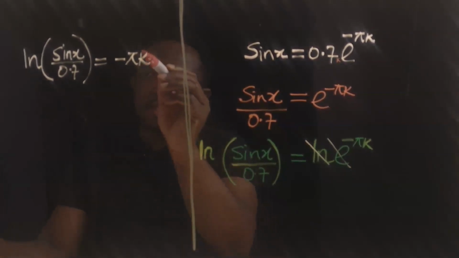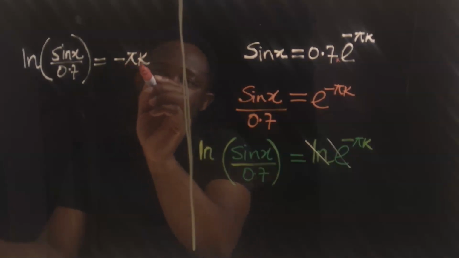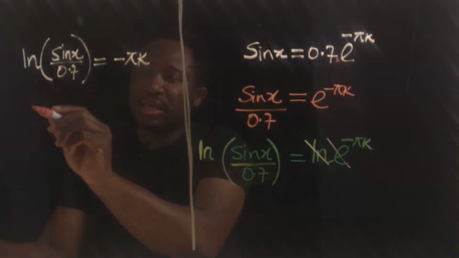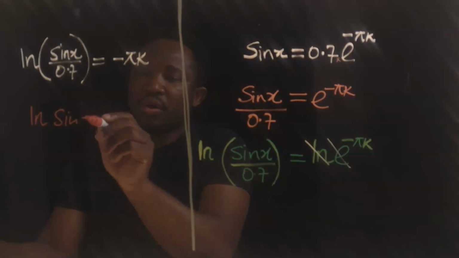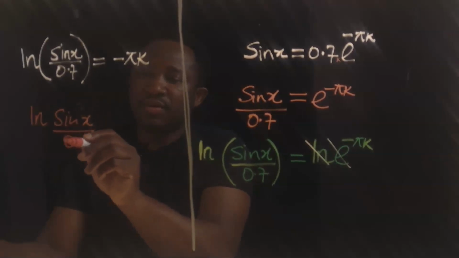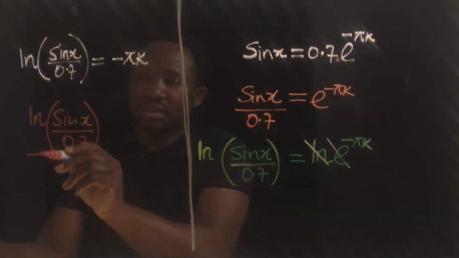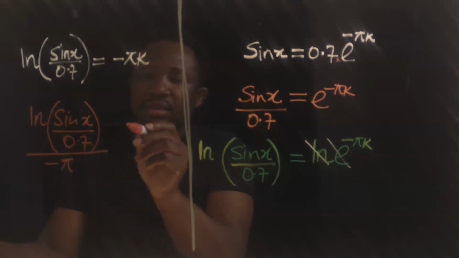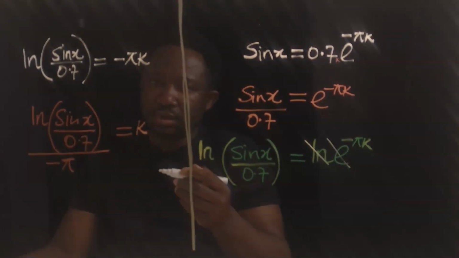Next, I need to isolate only k. Minus pi is multiplying, hence on the other side it is going to divide: the natural log of sine x over 0.7 divided by minus pi. K is now isolated.